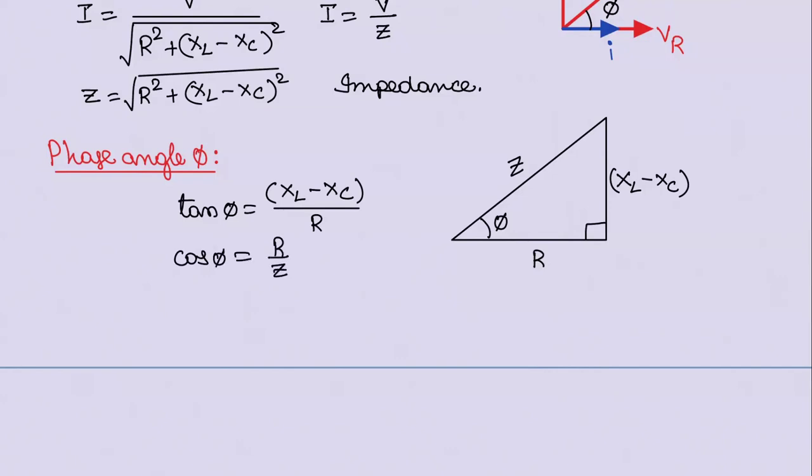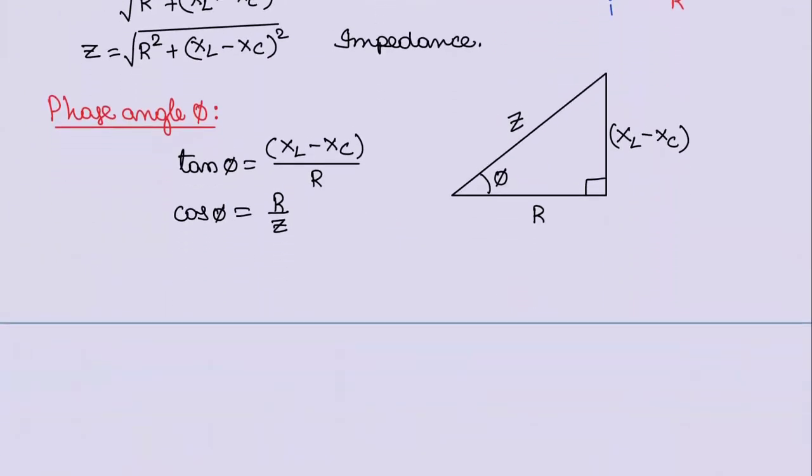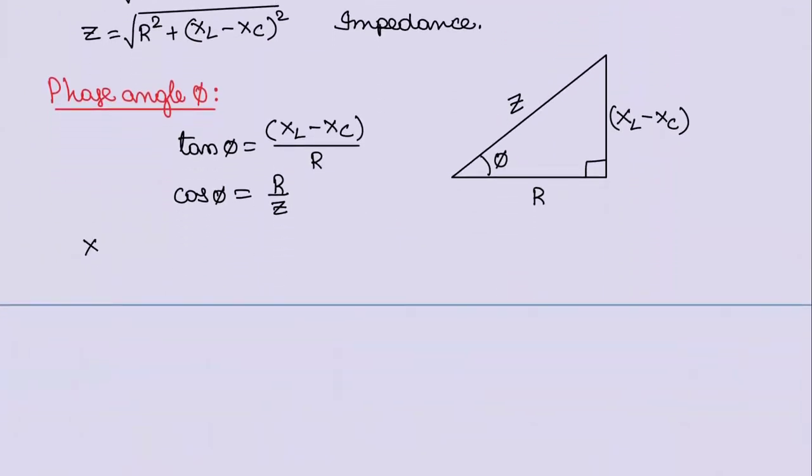Now observe, this entire derivation is done by considering VL is more than VC. If VC is more than VL, still the equation is valid. The reason is that although this term becomes negative, the square becomes positive. So no need to worry about it, it doesn't affect the final result. But if XL is greater than XC, then it is called an inductive circuit.